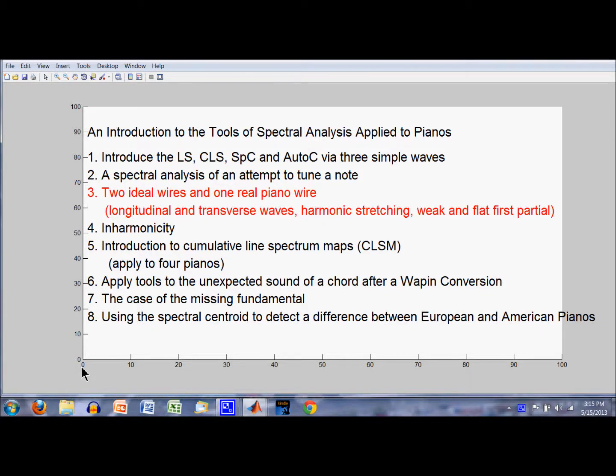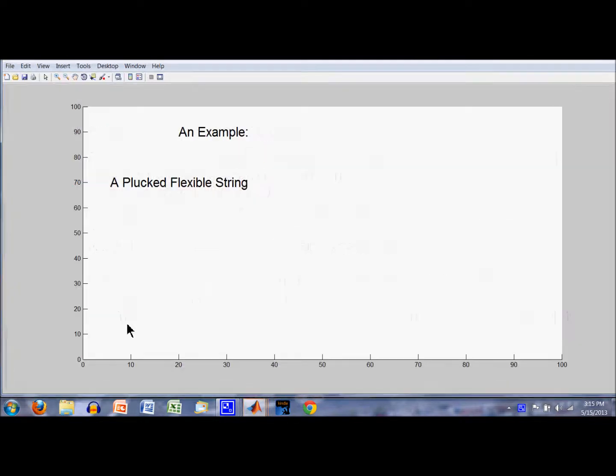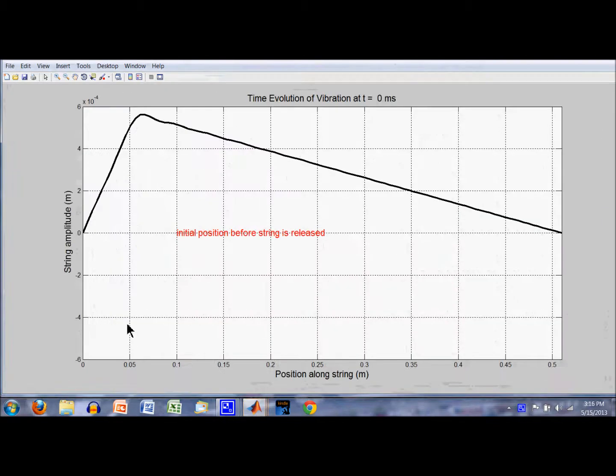Okay, now we're going to start part 3, where we take a look at 2 ideal wires and 1 real piano wire. First example is a plucked flexible string. The string is completely flexible and does not have any elastic properties. We're going to pluck it at about 1/9 of its length.